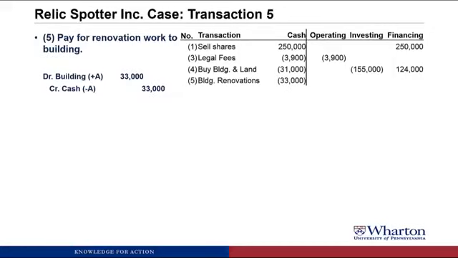Transaction number 5, Relic Spotter paid $33,000 cash for renovation work to the building. Try to classify that as operating, investing, or financing.